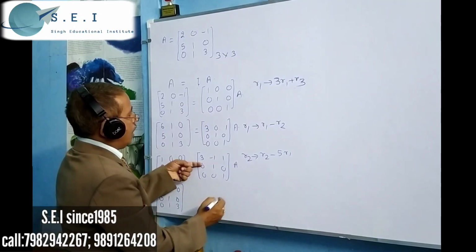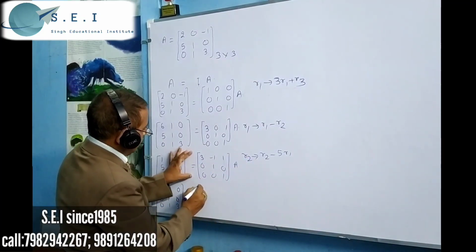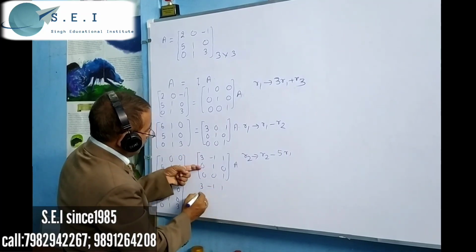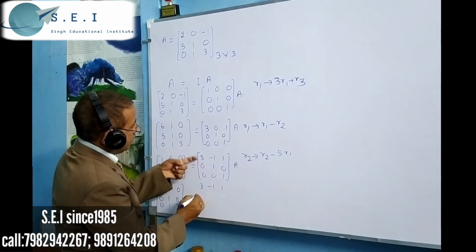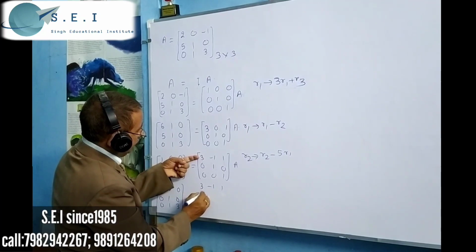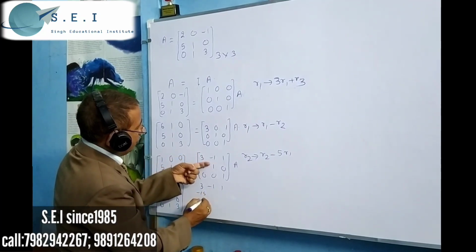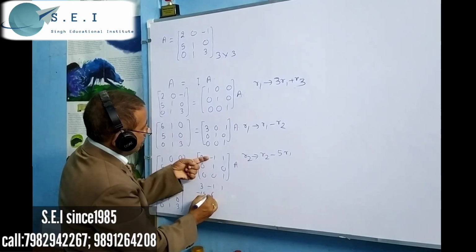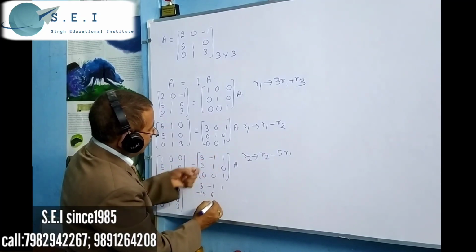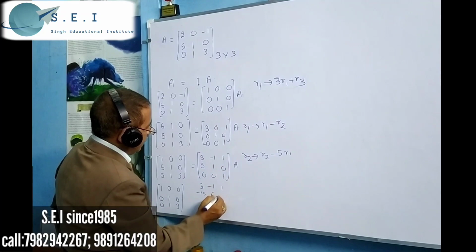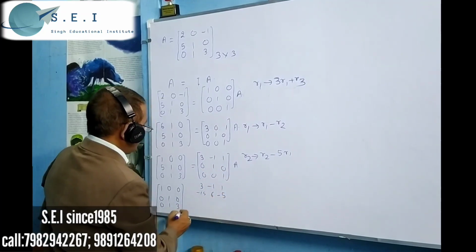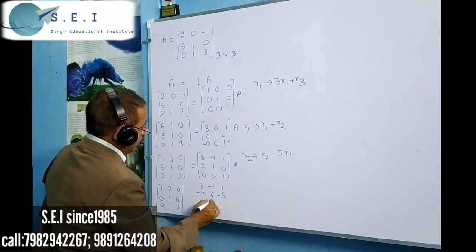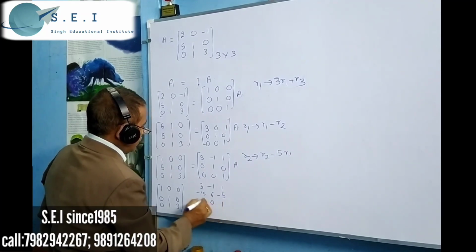R2 is equal to R2 minus 5R1. So R2 minus 5 times 3 is minus 15. Then 0 minus 5 into 1 is negative 5, and the other rows are written as it is.